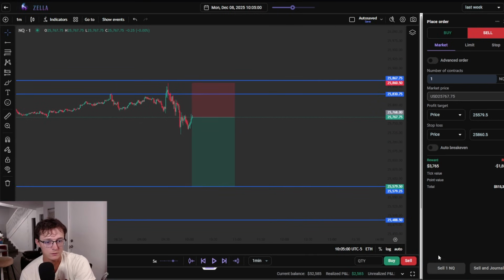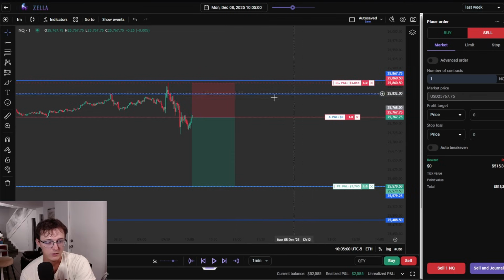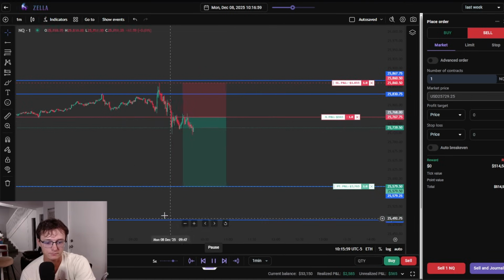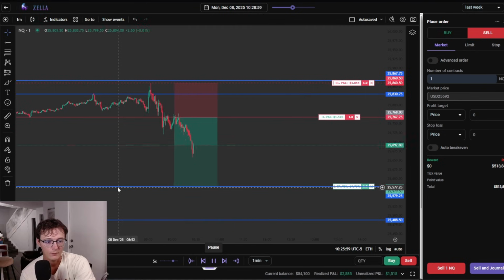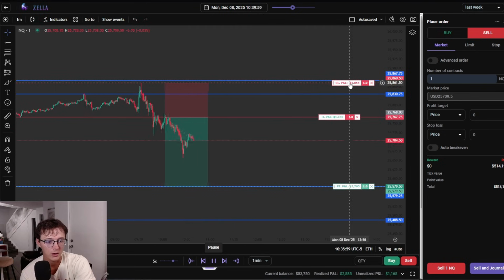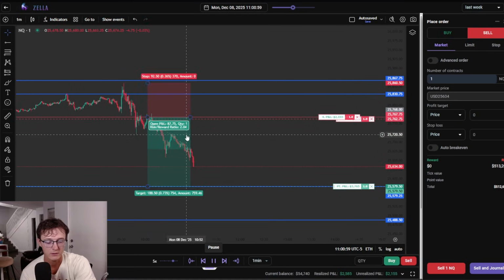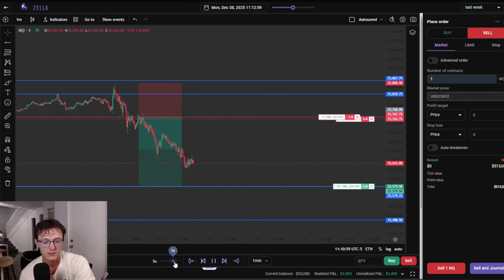So I'm going to sell. We have our stop loss here, take profit here, and let's watch it play out. Off to a very good start here. Once we're up right around $1,000 halfway through this trade, I'm going to move to break even at this point, and then we're just going to keep letting it go.